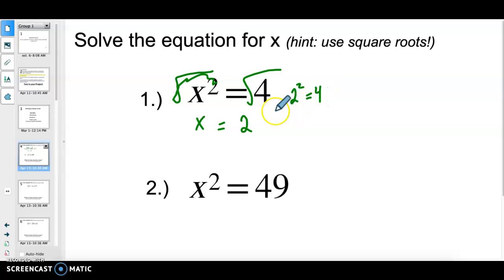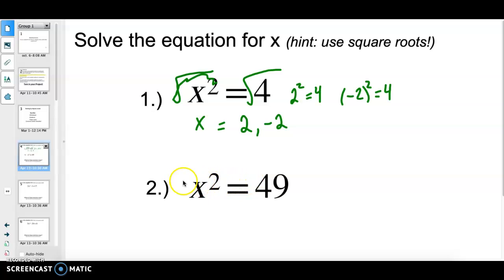But there's another number that if you squared it equals 4. And that number is -2. So if I plugged in -2 squared, that would also equal 4. So your answers are actually x equals 2 and also x equals -2. So we're going to write that as x equals 2 comma -2.